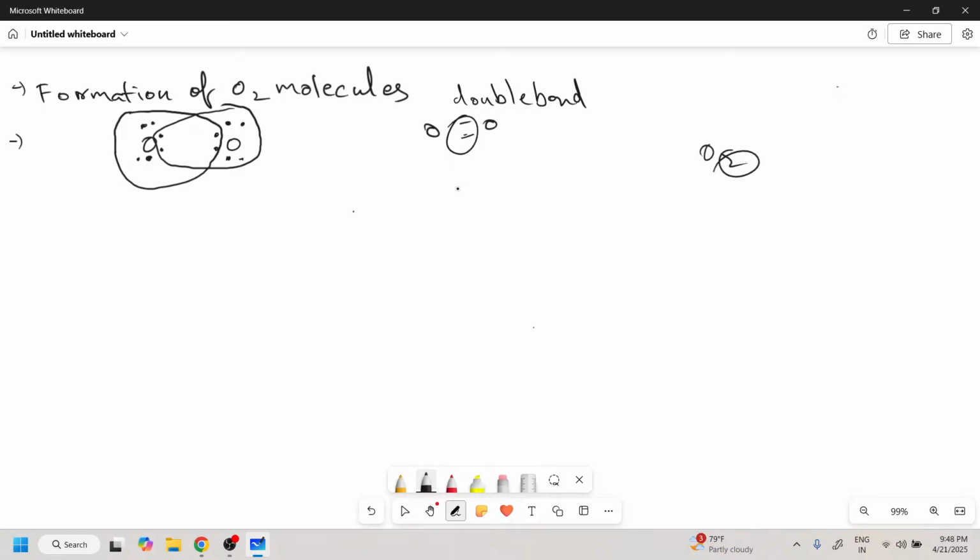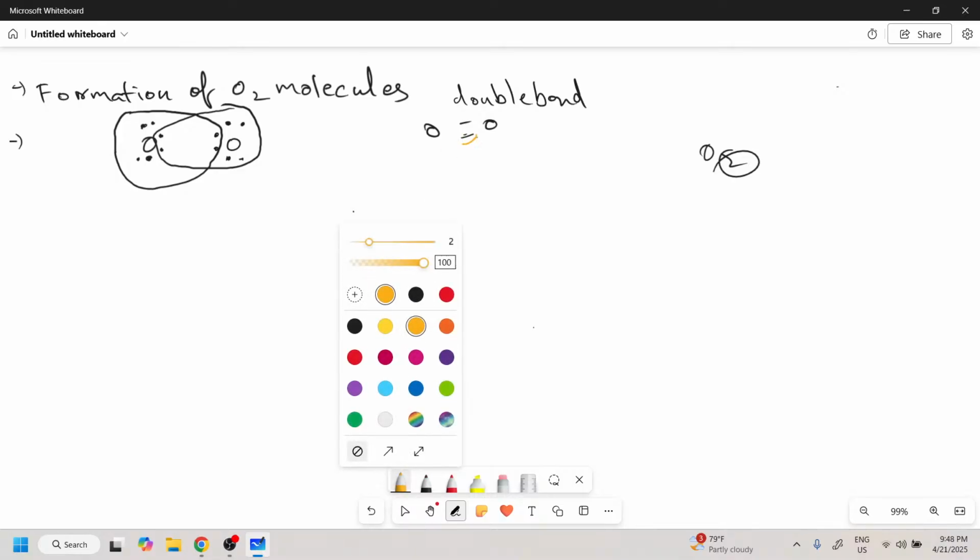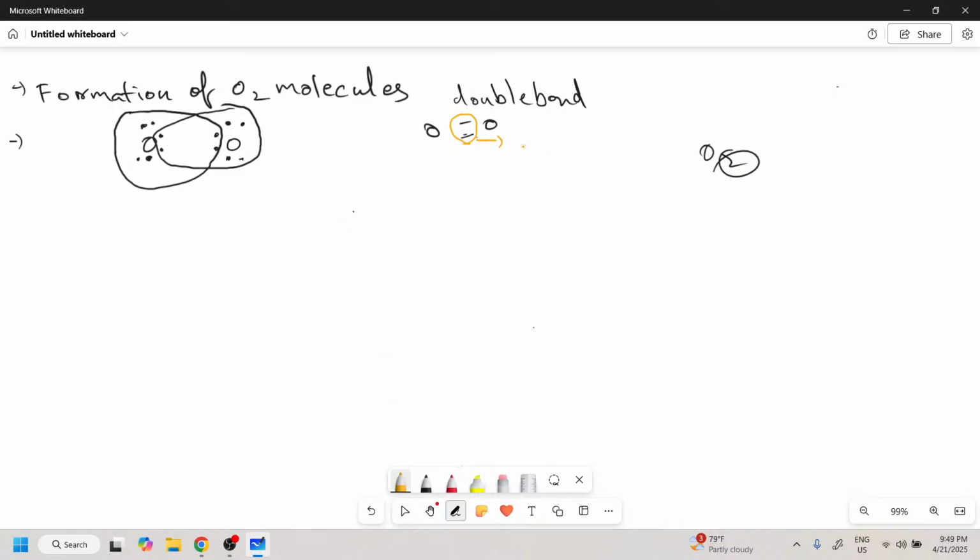See, this double bond, I'll just mention it in a different font so that, okay, this is the double bond, right? Do you think it's from this 2? Because of this 2, it is a double bond. No, it attains stability by 2 electrons. Understood? I guess you might have understood.